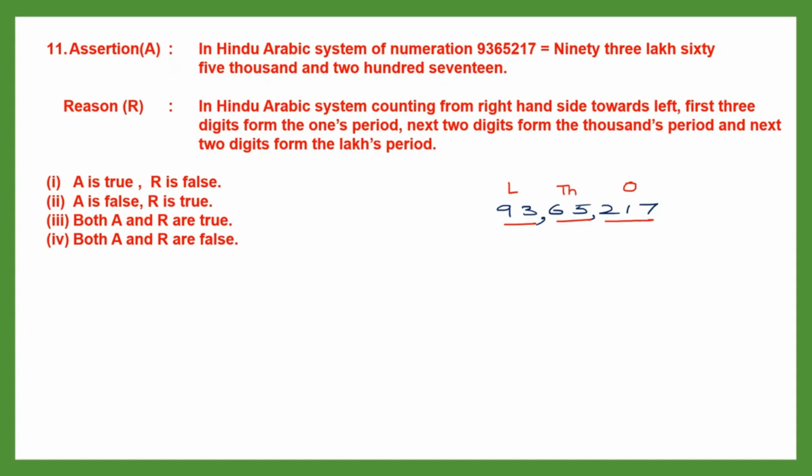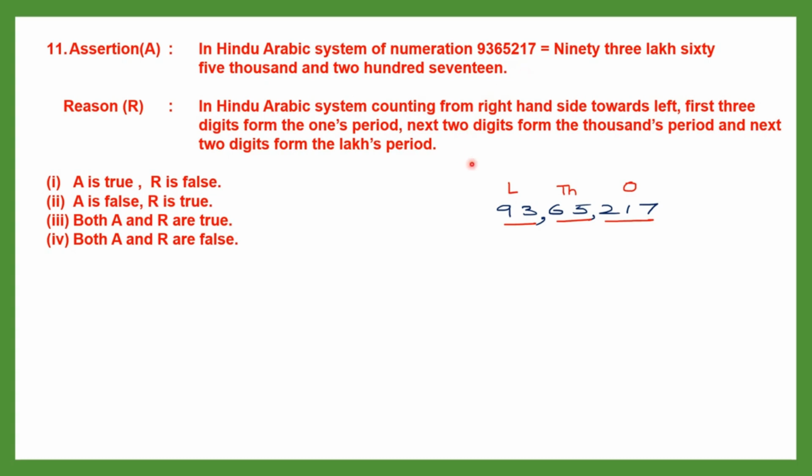Now let's look at the reason and see whether it's explaining this assertion. In the Hindu-Arabic system, counting from the right-hand side towards left, the first 3 digits form the ones period. Does it happen that way? Yes, isn't it? The next 2 digits form the thousands period. And the next 2 digits form the lakhs period. Yes, that's true, isn't it? So reason R is giving a correct explanation for assertion A.